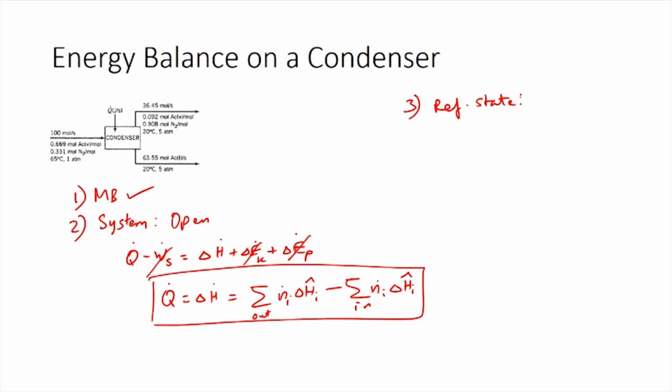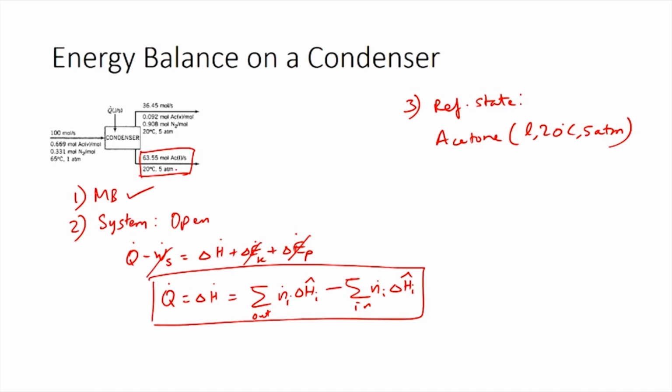With that in mind, I have identified the reference states for acetone as liquid 20 degrees Celsius 5 atmospheres. So, this would be the reference state of the outlet stream of acetone liquid leaving the condenser. So, I have used this as the reference state. So, the change in specific enthalpy for the liquid stream leaving acetone with respect to the reference state would be 0. So, that would be one lesser calculation for me.